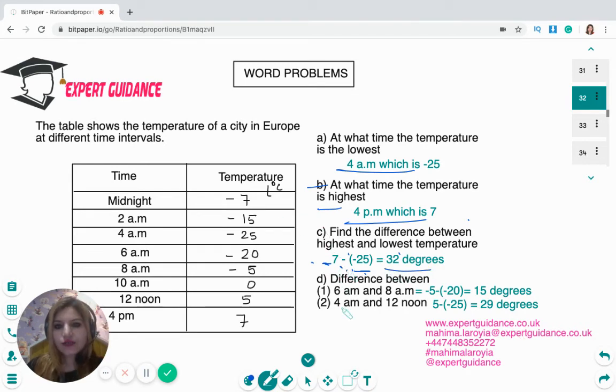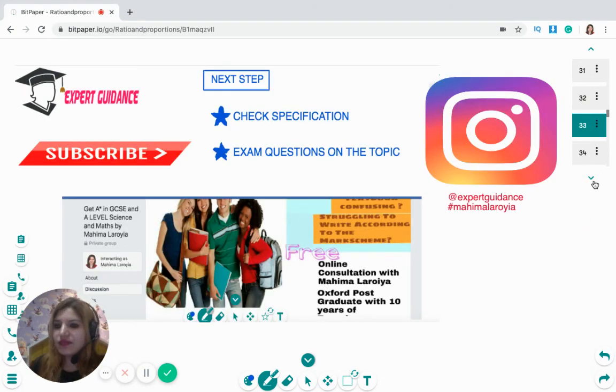Next is find the difference between 6 a.m. and 8 a.m. Now, first of all, you work out which is the highest value. The highest value is minus 5. So you'll do minus 5 minus the minus 20, which becomes minus 5 plus 20, which is 15 degrees. Again, 4 a.m. and 12 a.m., the highest value is 5. Take away minus 25, so the difference is 29 degrees. So I hope the negative numbers with their word problems is clear to you.